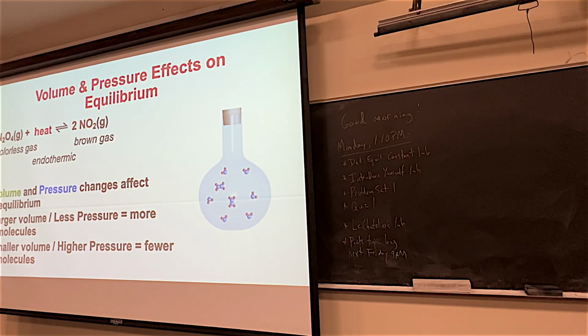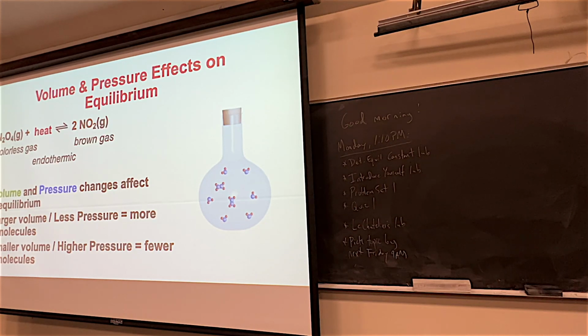Now, volume and pressure work in kind of opposite ways. Higher pressure squishes the molecules together, and higher pressure is going to push toward the side with fewer molecules. So higher pressure is like smaller volume. It prefers the side with fewer molecules. It's squishing them together. Remember, every mole of gas is roughly 22.4 liters or so of volume. So if you can have less volume, that's going to be good for higher pressure, all right? On the other hand, if you depressurize something, then there's less pressure forcing the molecules together. It tends to shift to the side with more molecules.